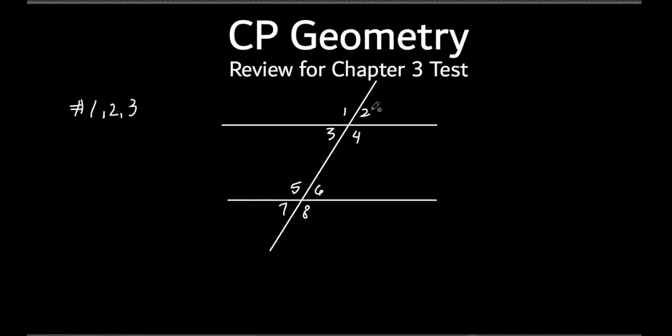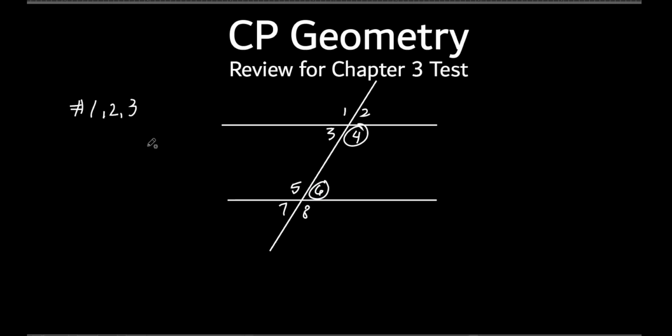I'll give you a couple more. Let's say 2 and 7. 2 and 7 would be alternate exterior angles. And then the last set, now there's only 3 problems, but it could be any of these 4. So 4 and 6, what's the relationship between them? They are consecutive interior angles.